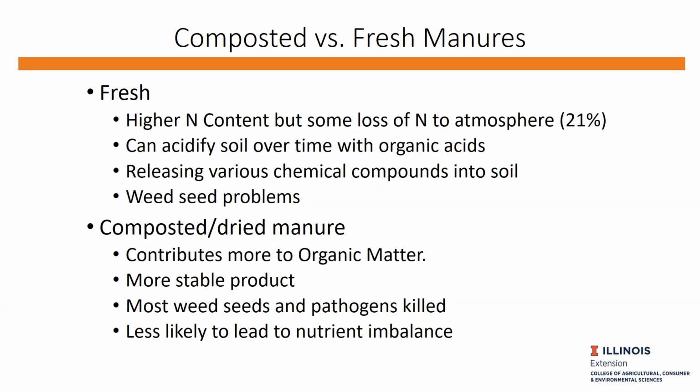The composted, dry manure, aged manure, it tends to contribute more to organic matter because it's already in a stable condition, or you have used it in making your compost, and so it can be pretty neutral. We do tend to see most weed seeds and pathogens are killed. This is especially true if you are making manure into compost and you are taking temperatures to ensure that it's getting to the right temperature. It tends to also be less likely to lead to a nutrient imbalance as well.